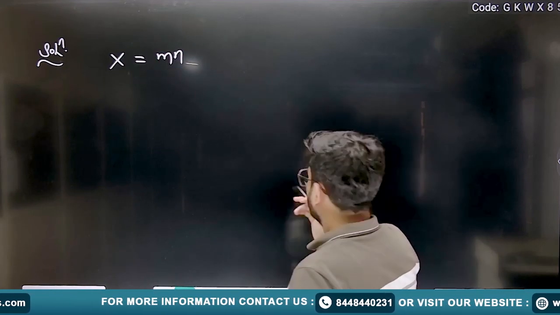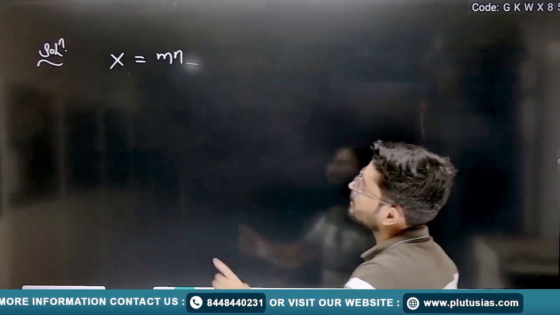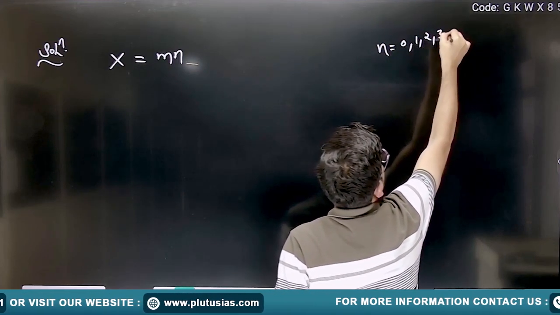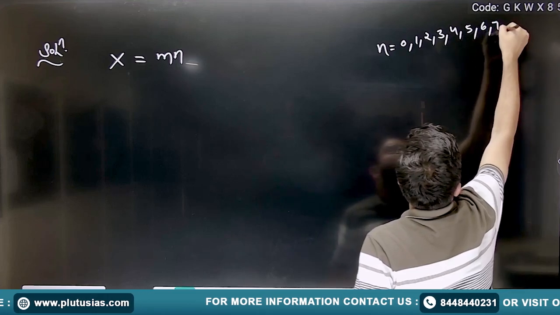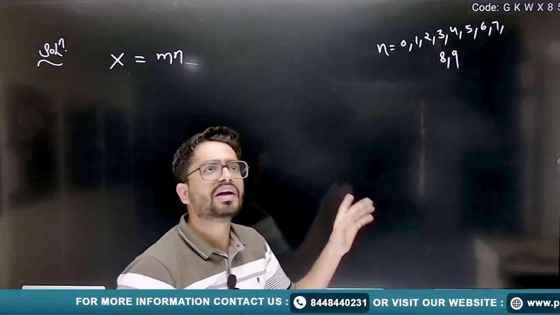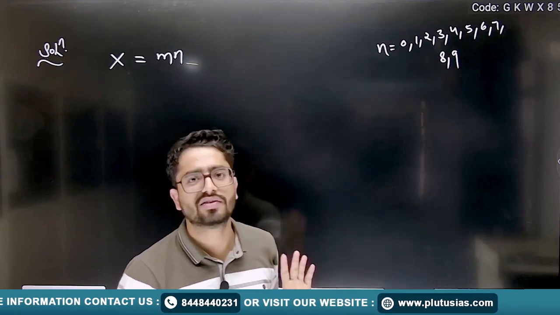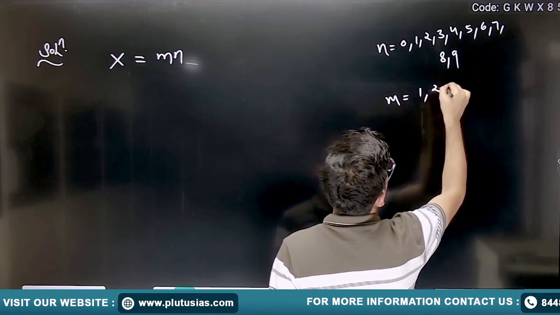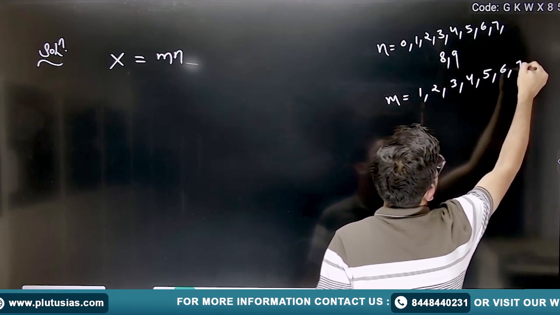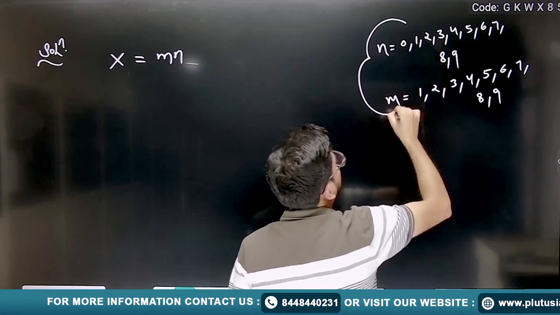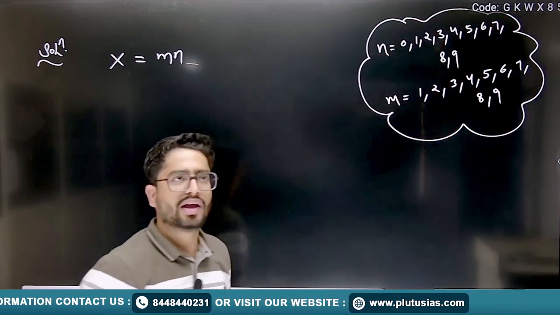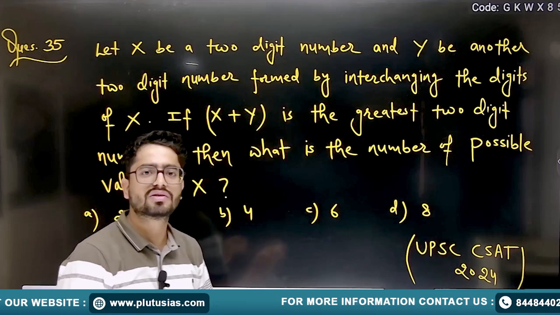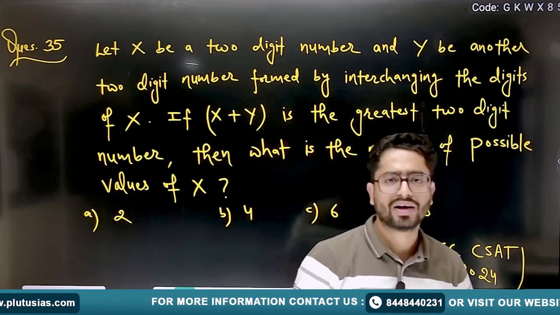Obviously if x is a two digit number, n can take the value either 0, 1, 2, 3, 4, 5, 6, 7, 8 or 9. But m cannot take the value 0. So m can take the value 1, 2, 3, 4, 5, 6, 7, 8 and 9. These are the possibilities of values of m and n. So x is a two digit number m n, where m and n are the digits, n is from 0 to 9 and m is from 1 to 9.